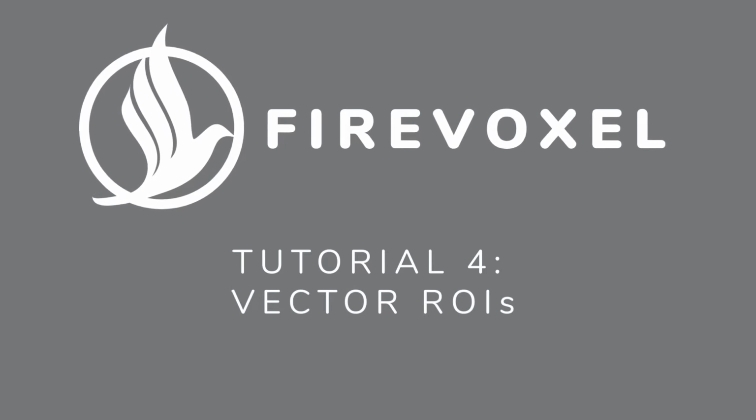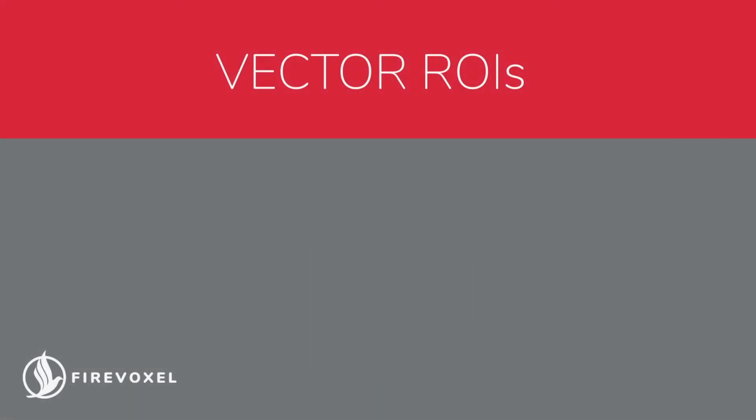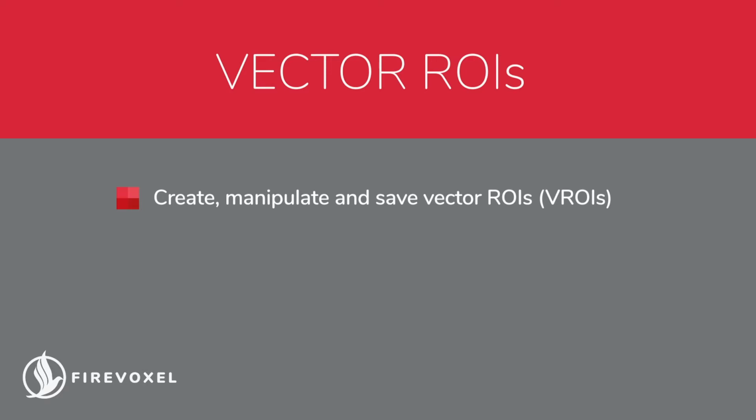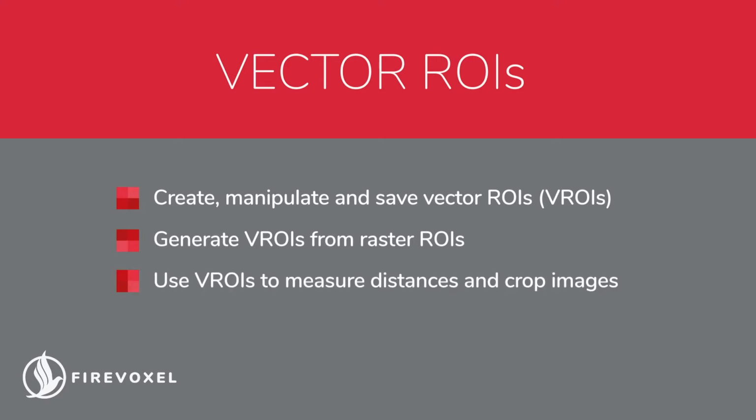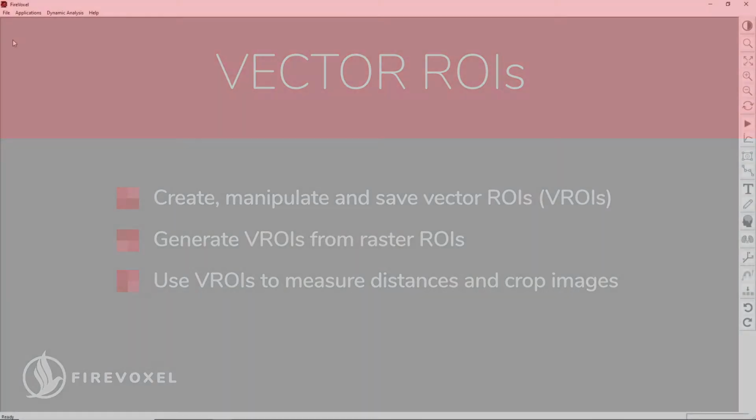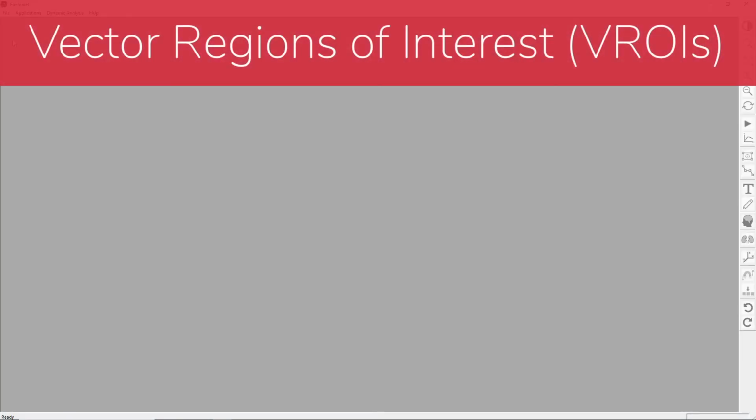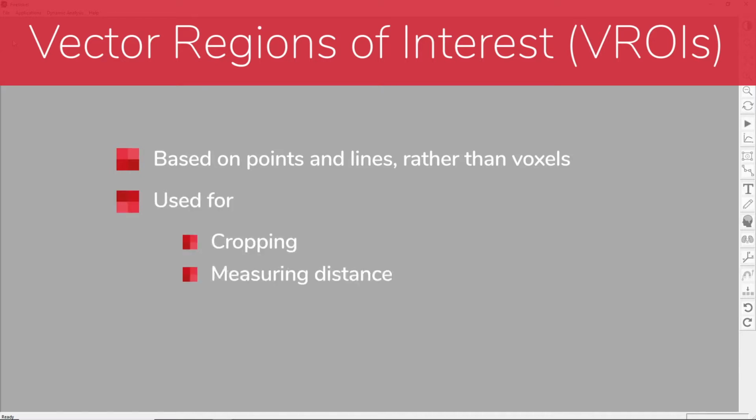In this tutorial, we will show you how to use FireVoxel to create, manipulate, and save vector ROIs, generate vector ROIs from raster ROIs, and use vector ROIs for measuring distances and cropping images. In FireVoxel, vector regions of interest, or VROIs, are rectangular regions of interest that are based on points and lines rather than voxels. Vector ROIs are used for cropping, measuring distances, and co-registration based on fiducial landmarks.